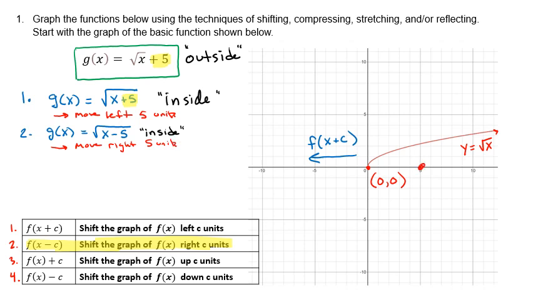So the whole graph would shift over this way and be the same shape, but it would go to the right, starting at positive 5 on the x-axis. That's not what we have. Then we've got the up and the down, right? The up and the down. That's coming from addition and subtraction outside of the function.